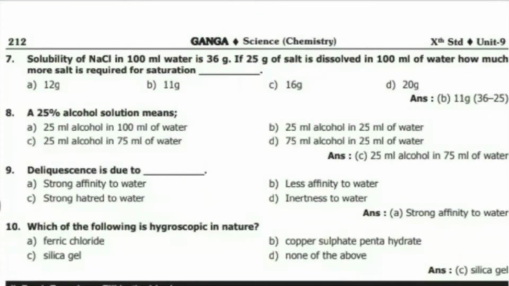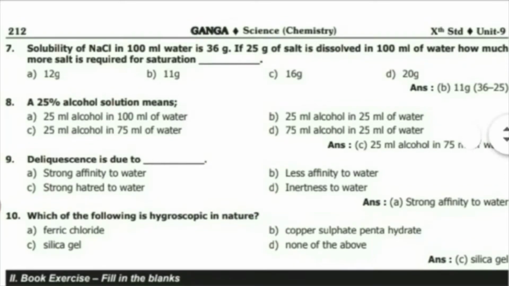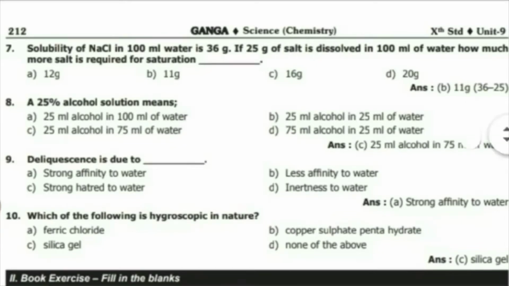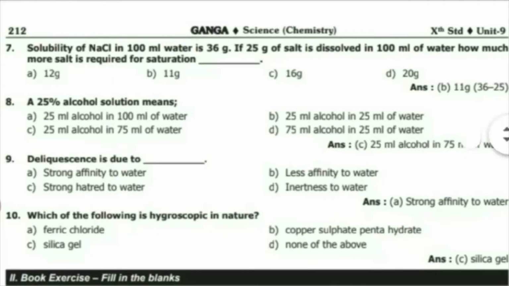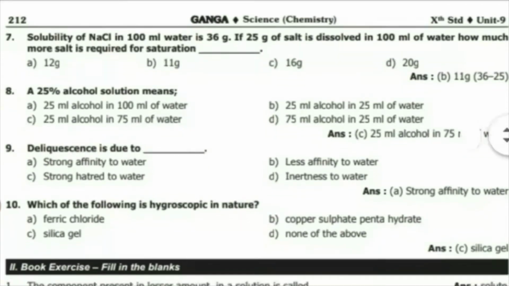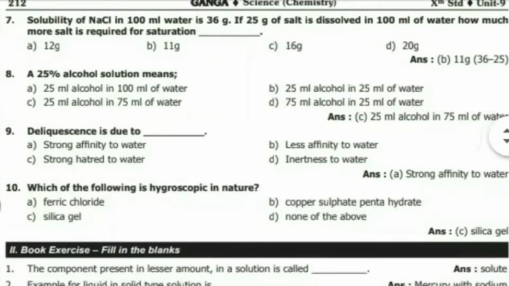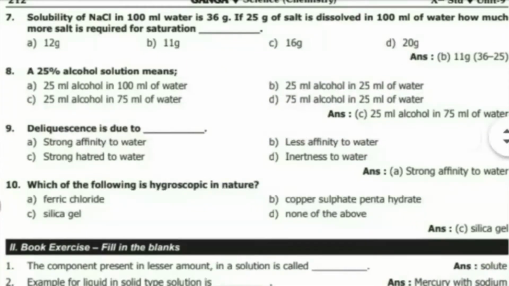solubility of NaCl in 100 ml of water is 36 gram. If 25 gram of salt is dissolved in 100 ml of water, how much more solute is required for saturation? Dash. The answer is B. 11 gram. Within a bracket 36 minus 25.